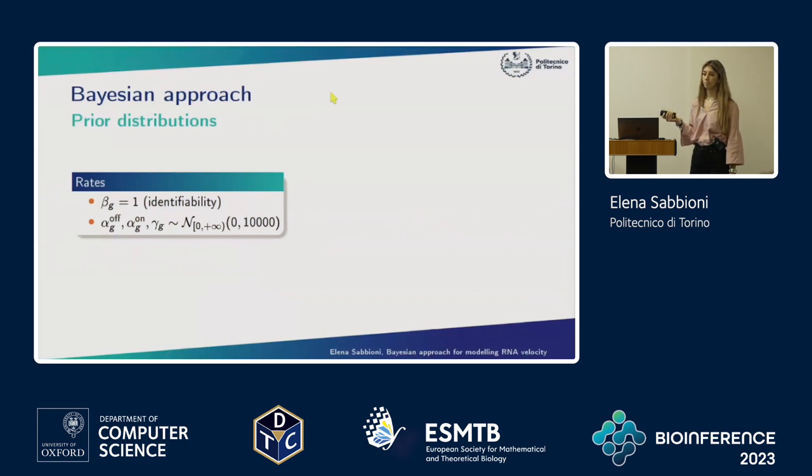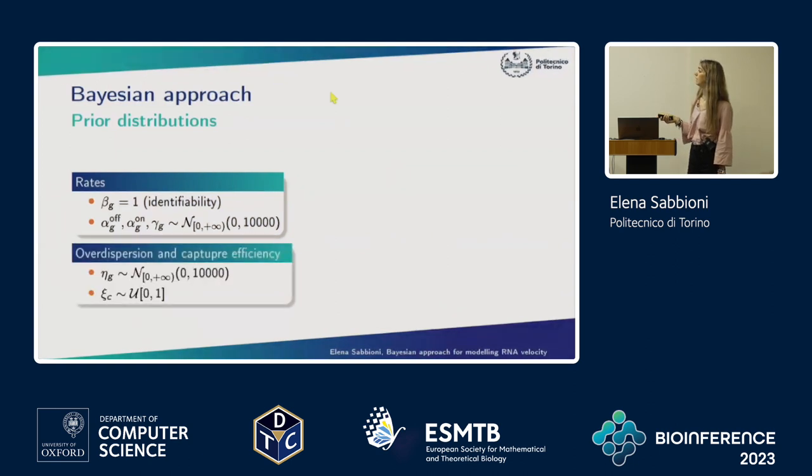For the other parameters, we have a common prior. For the rates, we have the identifiability problem I've mentioned before, so we have to fix one of the four parameters. And for the others, we use truncated normal distributions. The overdispersion is the second parameter of the negative binomial distribution, and again we use a truncated normal.